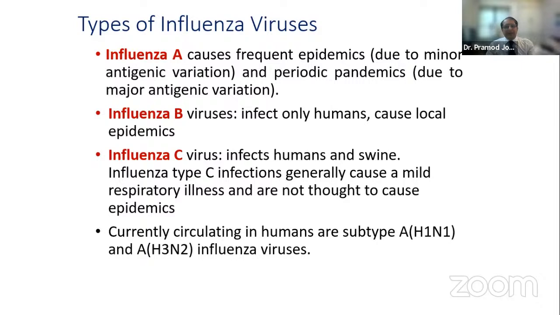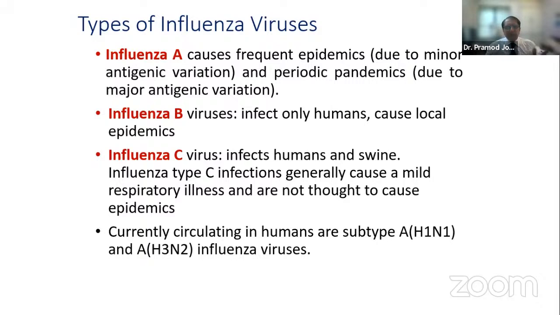And remember, it produces frequent epidemics. I told you in the beginning that every year they show some minor antigenic variation. The amino acid sequence changes, and that leads to different strains every year. But the pandemic is due to a major antigenic variation.